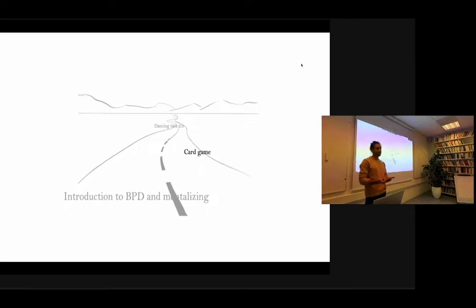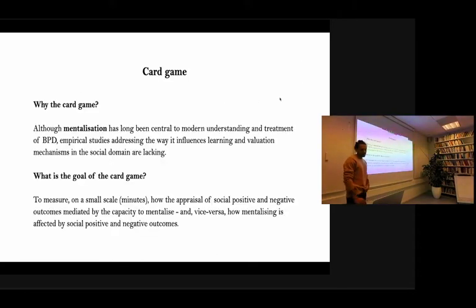These are two interpretations, and they entail inferring a hidden state. You cannot observe what actually happened. This is where priors about how these things work come into place. And this is what turns out to be a severe problem in borderline personality disorder. So the motivation for this card game is exactly this one: establishing the relationship between positive and negative outcomes and mentalizing.